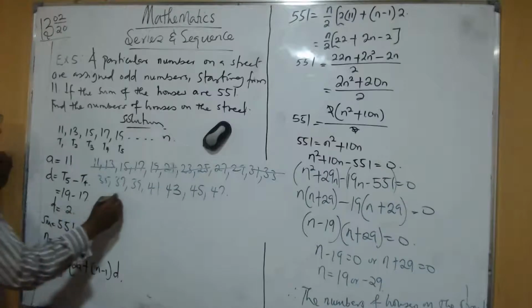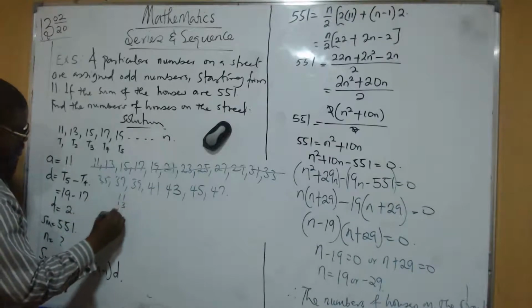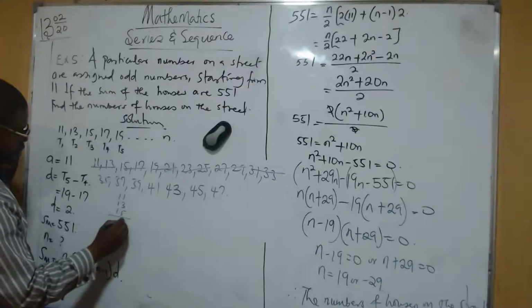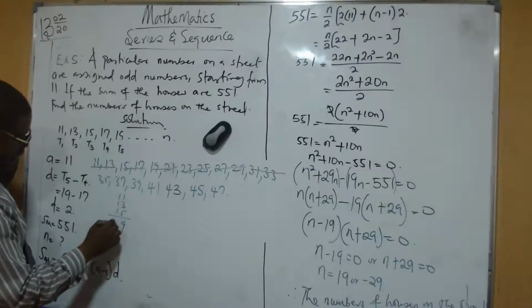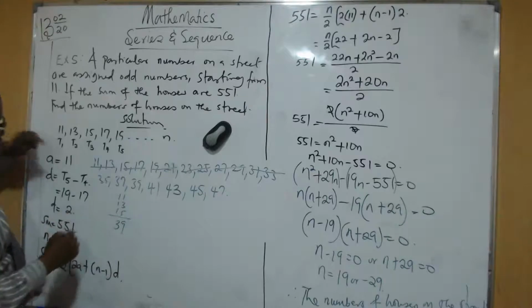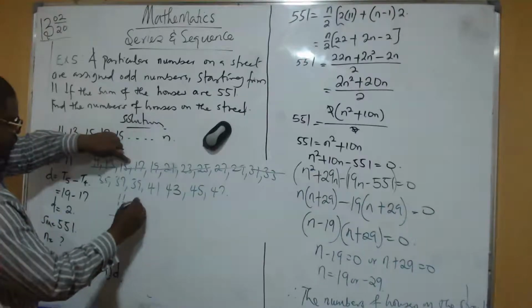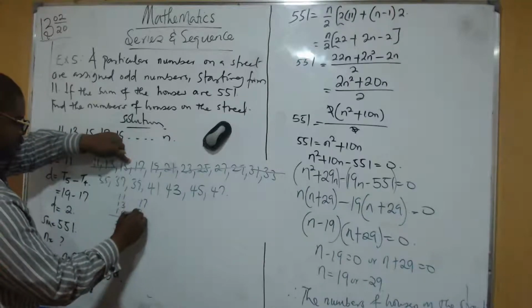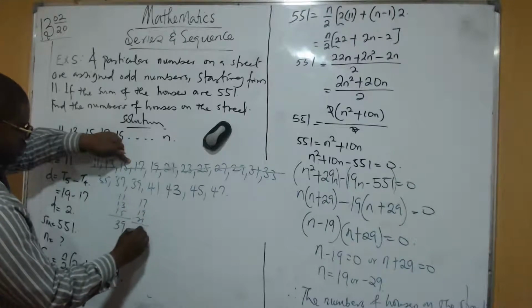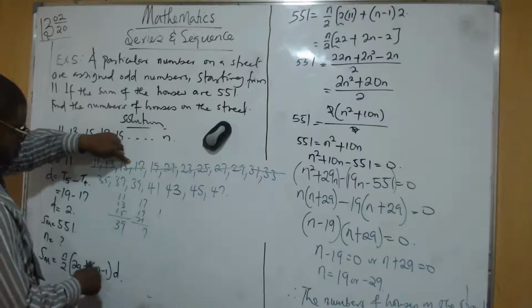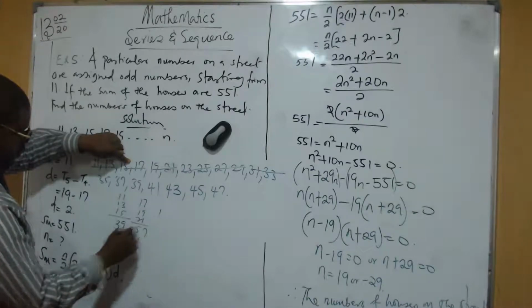So you have 11, 13, we have 15. So you're going to have this is 4. We have 19, we have 39. Okay. We have 17, 20, 19, 21. This is 7. This is 4. We have 57.